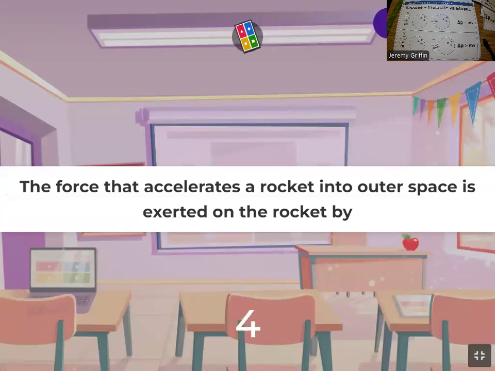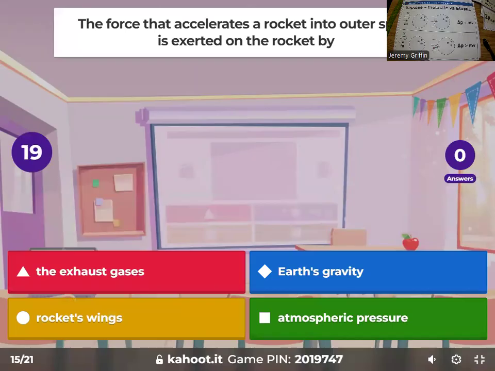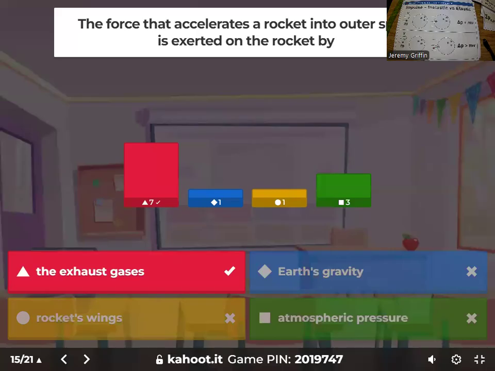Force that accelerates a rocket into space is exerted on the rocket by the exhaust gases.